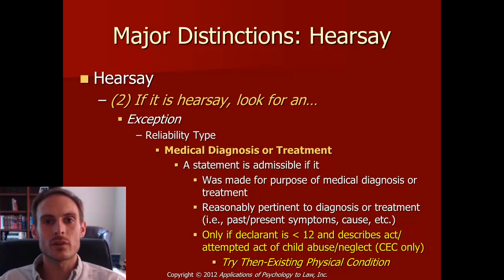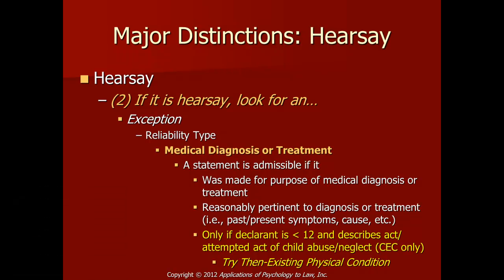So what do you do in California if you have an adult who goes to the doctor and we have some hearsay statement made by an adult to a doctor about maybe their right arm hurts after a car collision? Are you completely out of luck? No, then you're just going to try the then existing physical condition exception that we're going to talk about in a moment. But just note that the medical diagnosis or treatment exception exists in California, but is only available to statements made by a child less than 12 describing some sort of child abuse or neglect. And this ties back to the major thematic differences we were talking about at the very beginning of this presentation. Remember, California does a lot to protect abuse victims and children in general.